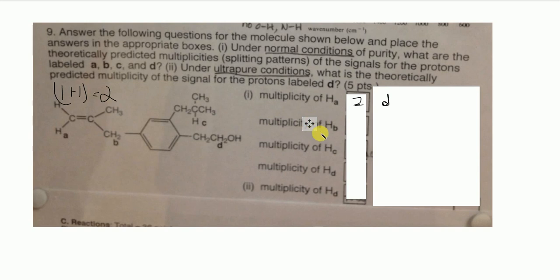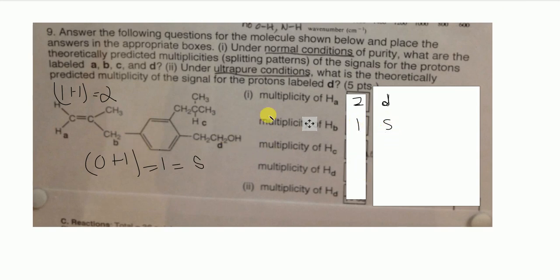And then now we look at the multiplicity of HB. HB is this carbon right here with these hydrogens. And look at the adjacent over here, there's no hydrogens, and over here there's no hydrogens. So this is going to be 0 plus 1. On all sides I have this 0 plus 1 value, and this is going to be 1, which is singlet. Okay, so this is just singlet. It could be written as 1 or singlet.